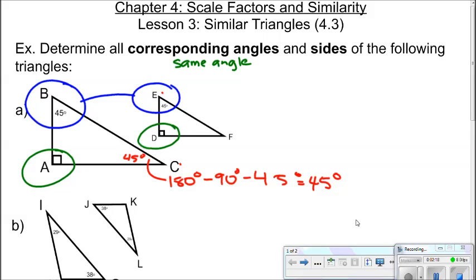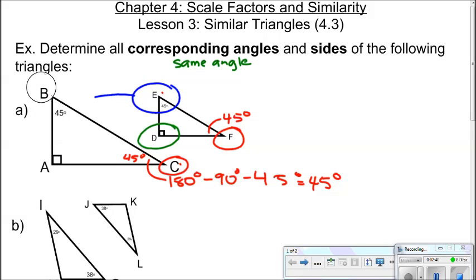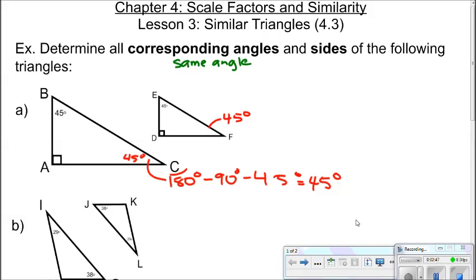We could say that C and F are corresponding angles, or we could say that C and E are corresponding and B and F are corresponding because they're both 45 degrees. But by the way this triangle is drawn, it looks more like B and E go together and C and F go together. So those two triangles are similar triangles. After looking at the angles, we could also look at the side lengths. Either the angles will be similar or the side lengths will be similar.